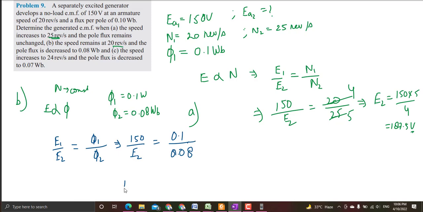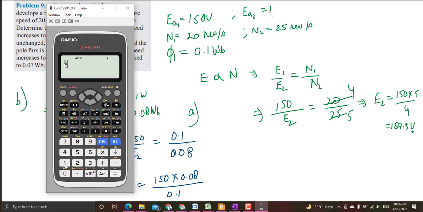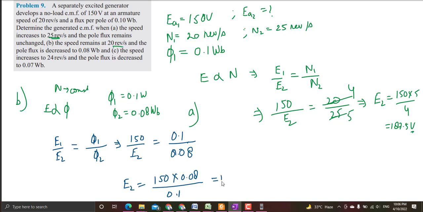So similarly from here I can write E2 is equal to 150 into 0.08 divided by 0.1. So this I can get as 150 into 0.08 divided by 0.1 is equal to 120. So I get here 120 volt. This is the solution. Okay, now the part C, the speed increases.